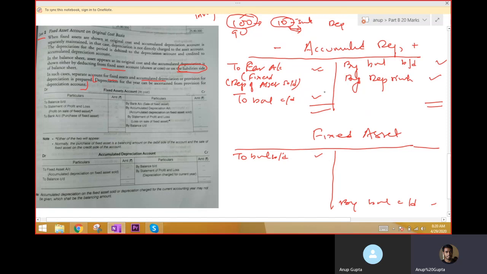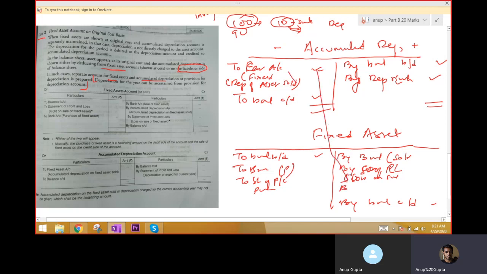Fine. Now in the fixed asset account, if we have already done by bank, this is assets sold. By loss, by statement of profit and loss, that is loss on sale. Very good. So here to bank, to statement of P&L, that is profit on sale. So depreciation won't come in the fixed asset account. Why? depreciation के लिए अलग से account बनता है और वहाँ पर रिकॉर्ड कर दिया गया है. So कौन सा depreciation आएगा इसमें? So depreciation of assets sold. ये आइटम इधर आ जाएगा. Only एक ही आइटम आएगा.